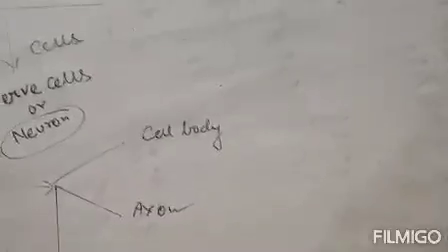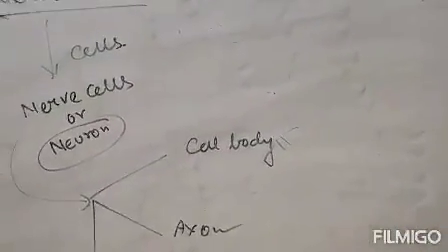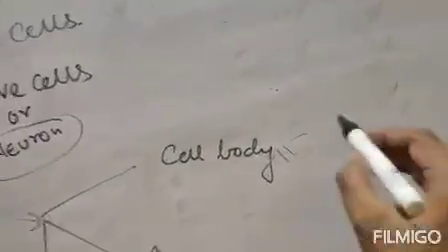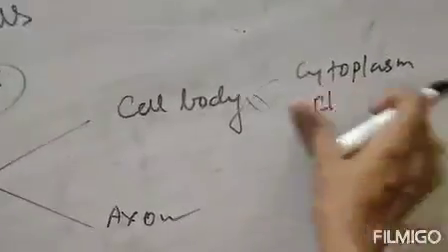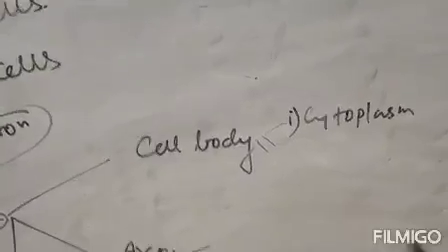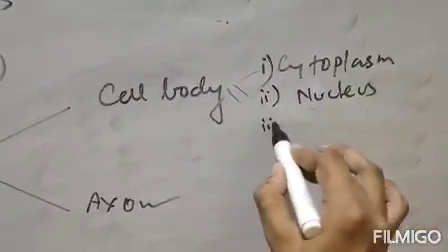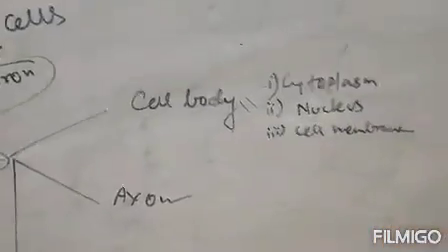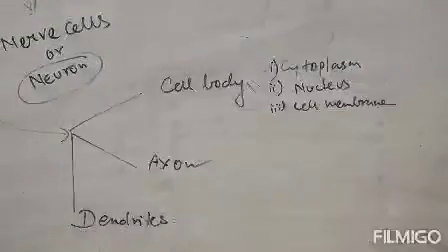Coming to the cell body, it consists of cytoplasm, nucleus and cell membrane. So in total there are three parts in the cell body: cytoplasm, nucleus and cell membrane.